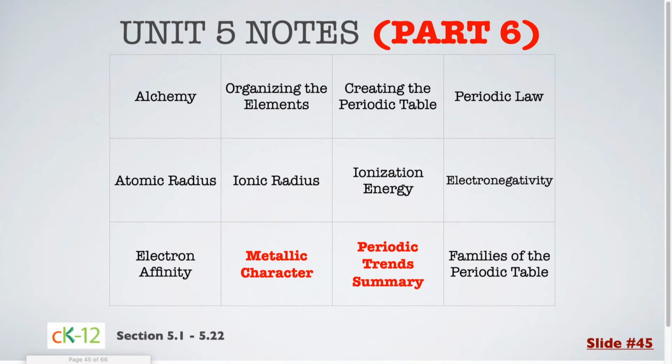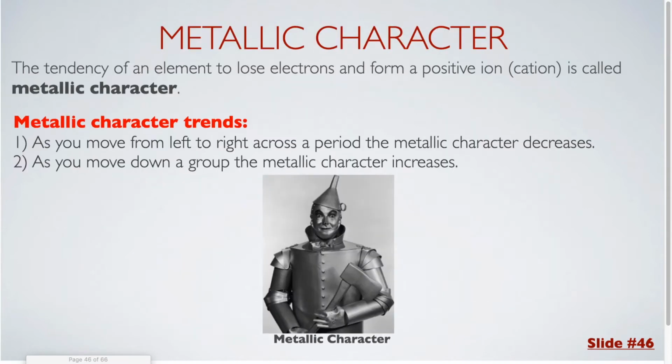In Unit 5, Notes Part 6, we will be covering metallic character and periodic trend summary. The tendency of an element to lose electrons and form a positive ion, which is a cation, is called metallic character. As you move from left to right across a period, the metallic character is going to decrease. And as you move down a group, the metallic character will increase.